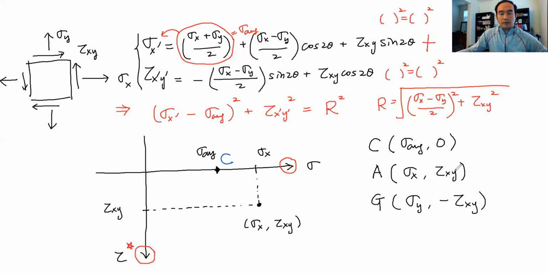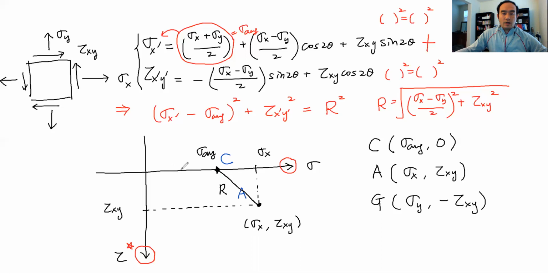By the way, I just assumed tau xy is a positive value, and based on this sign convention, the positive direction goes downward. So this is going to be the point, based on sigma x and tau xy. This is point A. And we can do the same thing for point G. The straight-line length between point C and point A is going to be the radius of this circle. I'll talk about it in a minute.